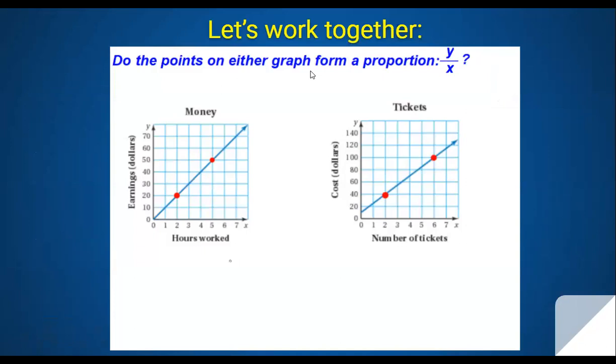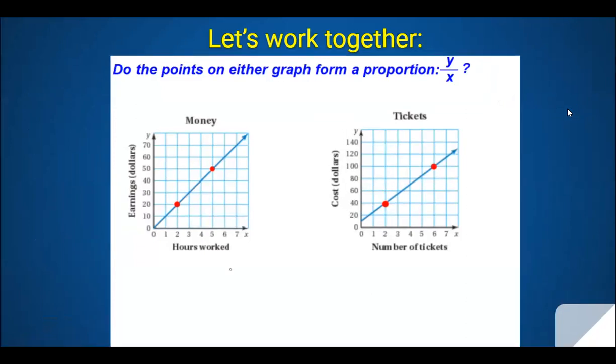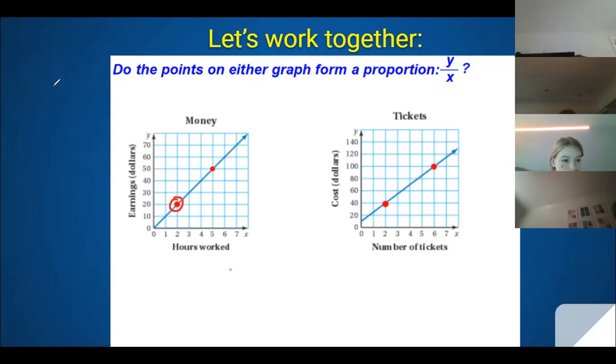Okay, so let's take a look at our first example here. Let's work together. And this one right here, don't copy anything down. Let's just look at the screen together. The question says, do the points on either graph form a proportion y over x? So you just did a warm-up. So check this out. What is the coordinate of that point right there? What is the coordinate of that point right there?